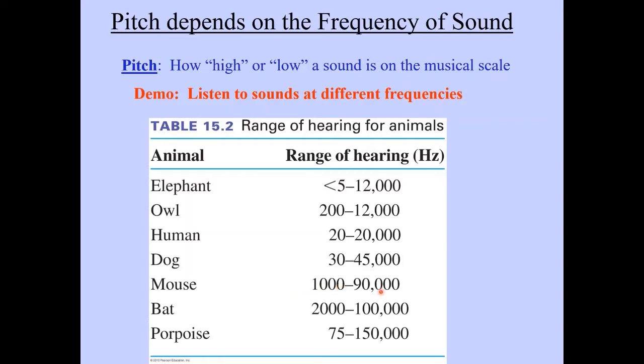Look at the mouse. It can hear up to something like 90,000 hertz. I'm guessing that's due to the tiny little bones and structures inside of the tiny mouse's ear that allow it to vibrate faster. But notice that the lower end of the frequency for the mouse is around 1,000. That is a pretty high pitch to you and me, and apparently they can't hear anything lower than that. Bats have interesting hearing senses. We'll talk about their echolocation later, but you can see they also go to extremely high frequencies, as do porpoises.